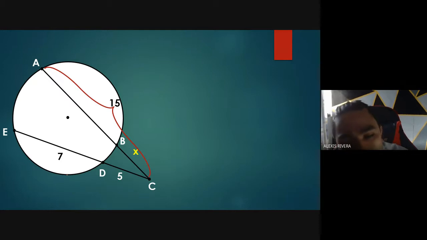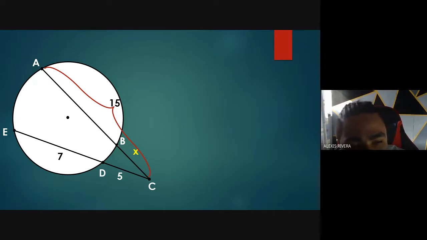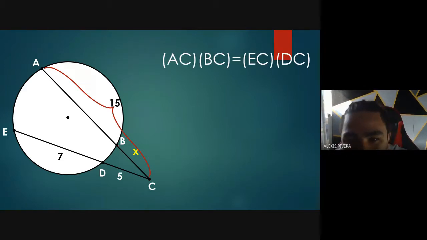Ayan. So AC is measuring 15 units. So ganun kahaba yung AC. And yung outside, which is BC, is X. So that is missing. Then we have ED. Yung ED ay may sukat na 7 and yung DC ay may sukat na 5. So how will we solve that? So again, based on the theorem, AC, yung kabuuan times BC, yung nasa labas niya, will be equal to EC, yung kabuuan ulit, times DC, yung kanyang nasa labas.